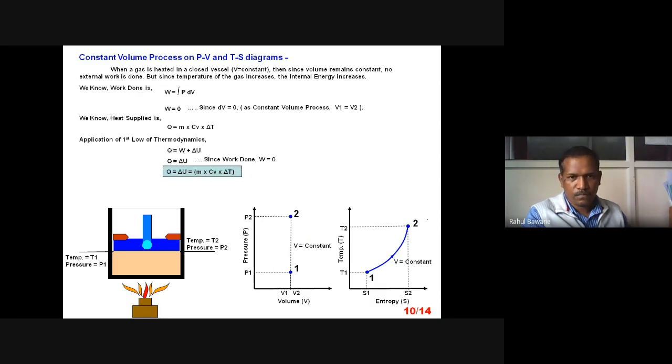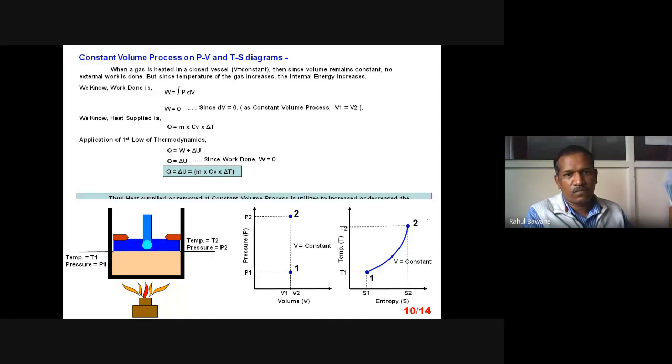This is the work done. Volume is the same, so the total heat supplied is utilized only for the rise in internal energy.